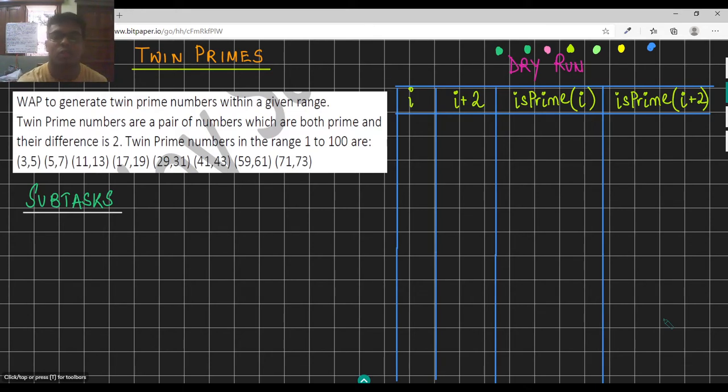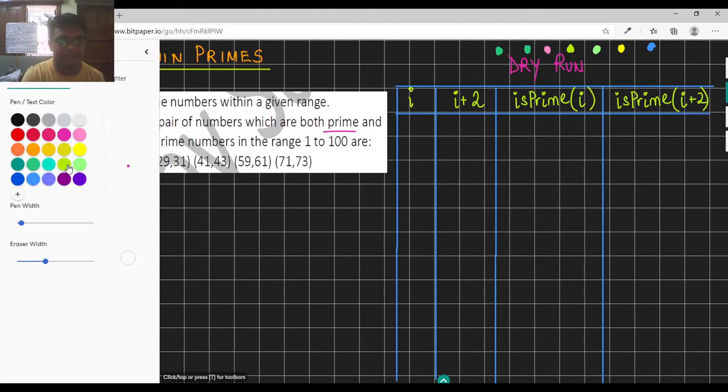Twin prime numbers in the range 1 to 100 are 3 and 5, 5 and 7, 11 and 13, 17 and 19, and so on. Right? So we need to generate twin prime numbers. Now, before we start the problem, it's always good practice to identify the subtasks that are required to be solved first so as to solve our problem. The first subtask that I notice is to check for primality. And the second subtask is to generate twin prime numbers where two primes will have the difference as 2. So let us write this down first.